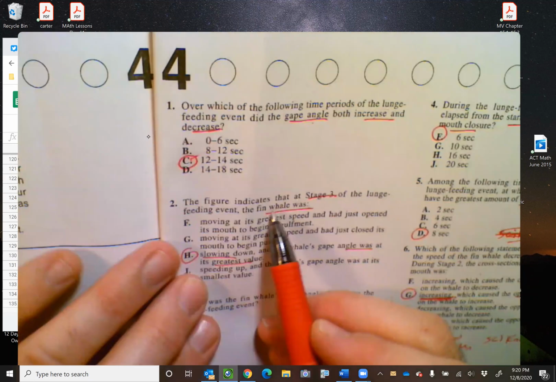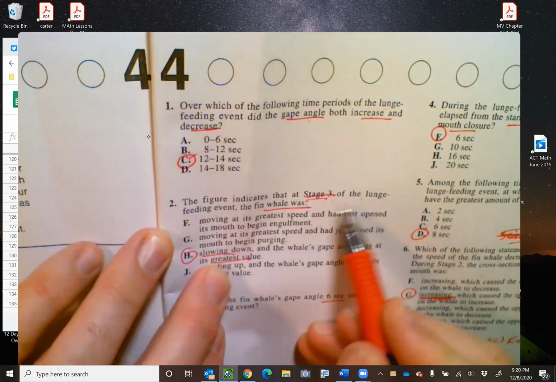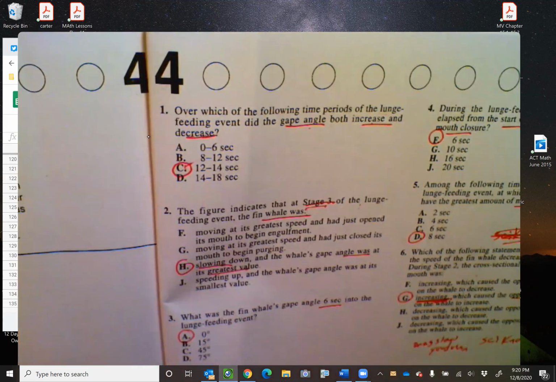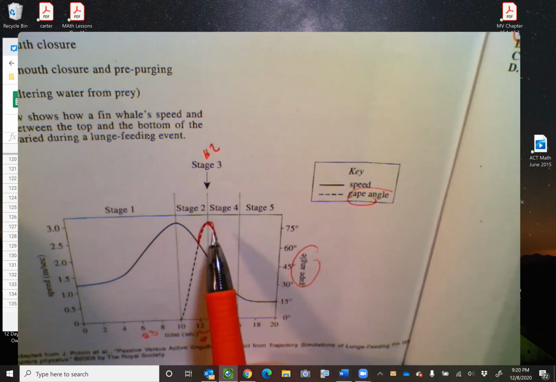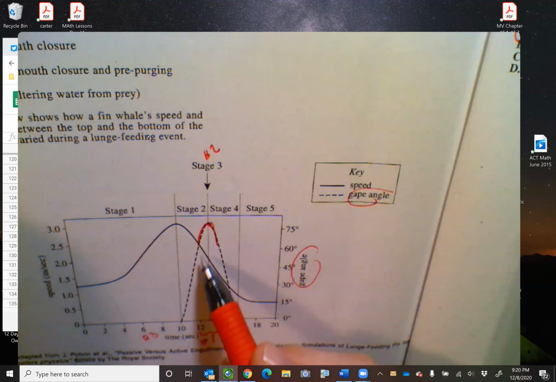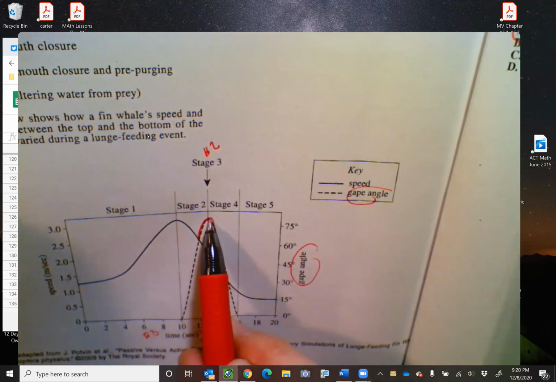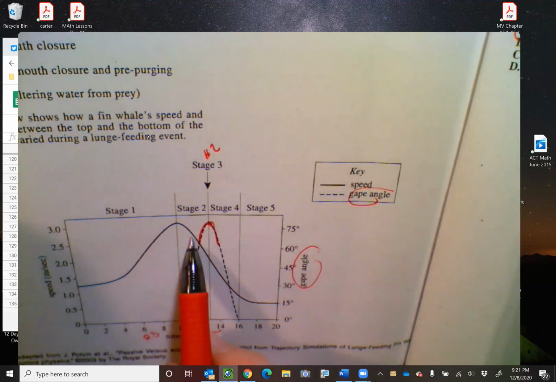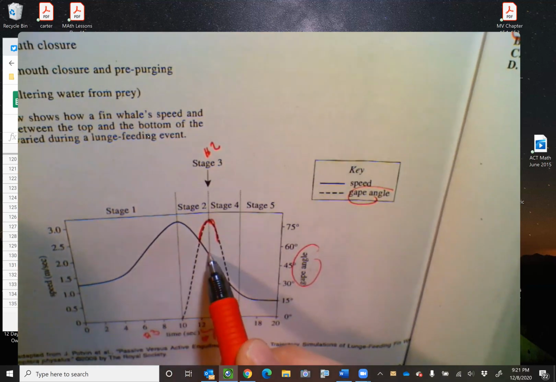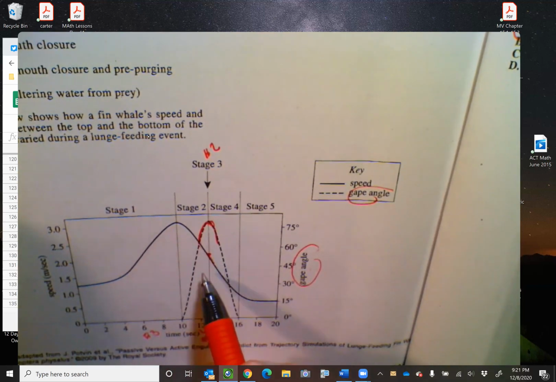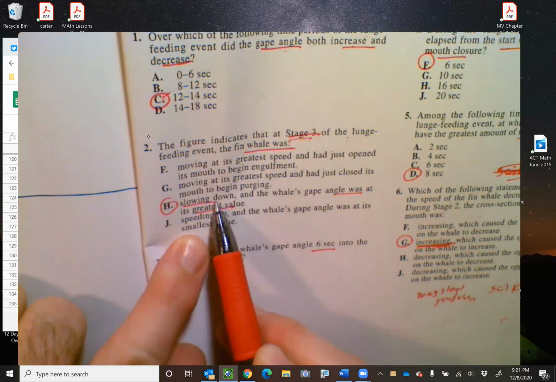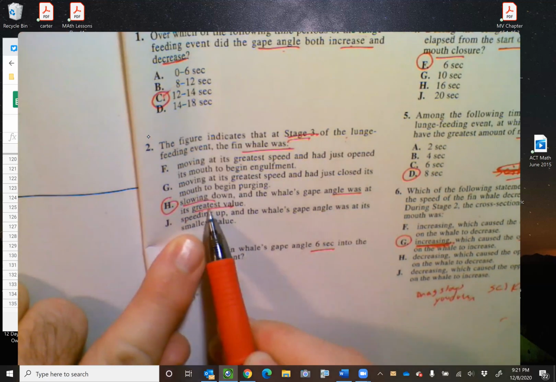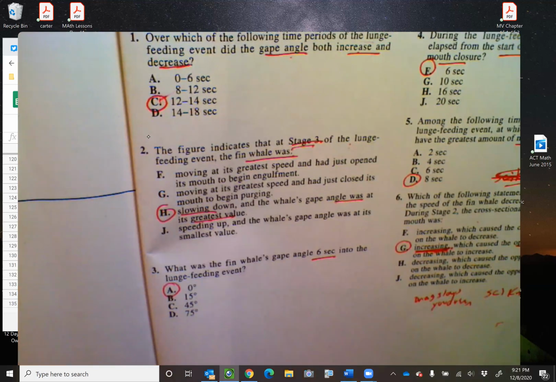Question number two: the figure indicates that at stage 3 of the lunge feeding, the fin whale was what? Well, here's stage 3 right here. Looks like the gape angle's pretty big. And it looks like the speed at stage 2, and right here at stage 3, the speed is slowing down, right? So we've got to make sure that we're choosing slowing down, which is H, and the gape angle was at its greatest value. Yeah, letter H.